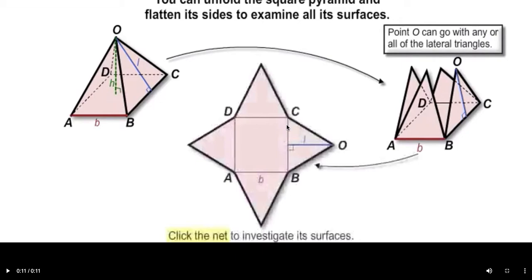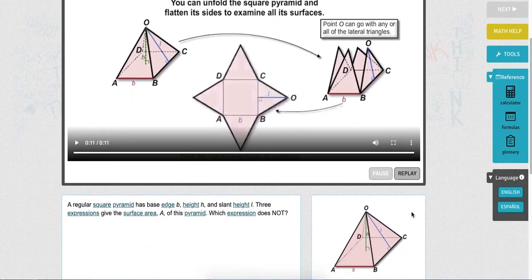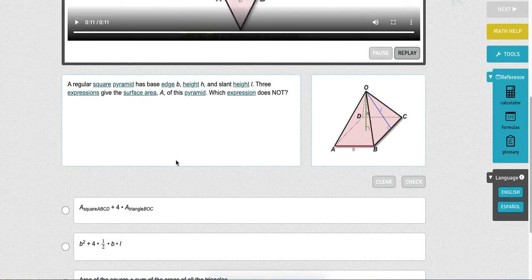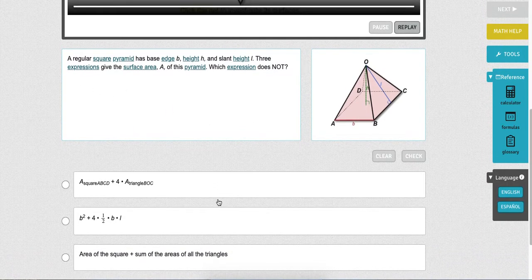So I can do B times L times 4, except it's a triangle, right? So what am I really doing? B times L, or base times height, divided by 2 times 1, 2, 3, 4. So going back to our page here, I'm going to have to find 4 triangles. So this 4 here seems to make sense because I have 4 triangles. The area of the triangle is times 4.